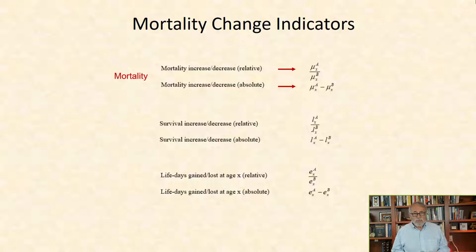The next set are survival change indicators, including relative increase or decrease, which is the ratio of survival or LX schedules at age X for cohorts A versus B, and absolute increase or decrease in survival or LX schedules at age X, which is the difference. The last set of change indicators refer to expectation of life changes at age X, including relative, the ratio of expectation of remaining life at age X, and absolute differences in expectations of life at age X.